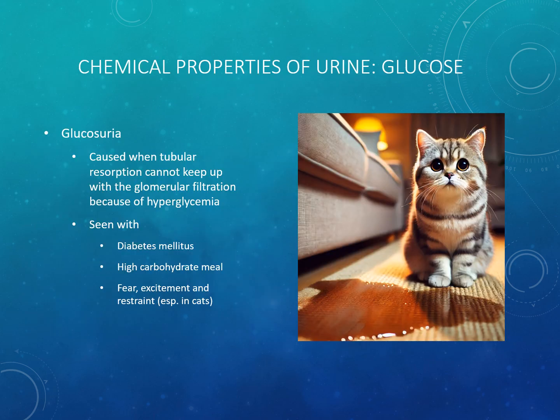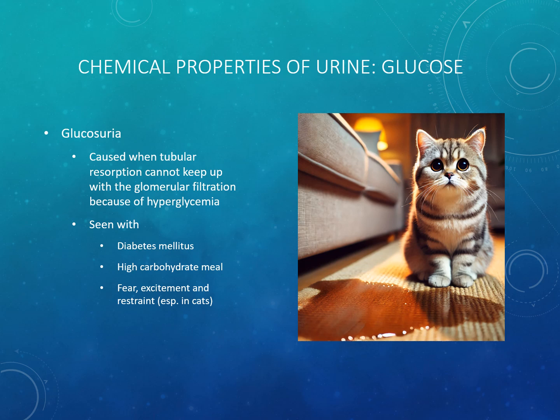Another thing the strip measures is glucose. When glucose is in the urine, we call it glucosuria. This is caused when the tubular resorption cannot keep up with the glomerular filtration because of hyperglycemia. So there's so much glucose in the blood, and the kidney's filtering it and can't reabsorb it fast enough, so it comes out in the urine. So we have glucose in the blood and in the urine.